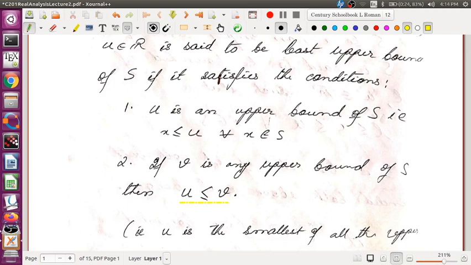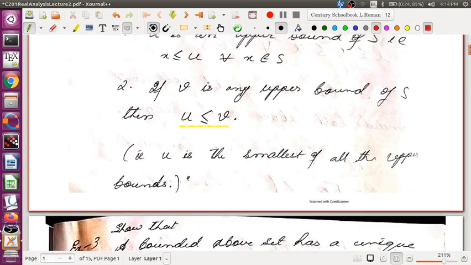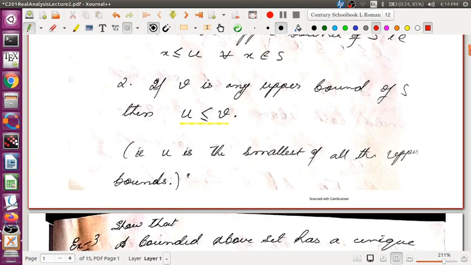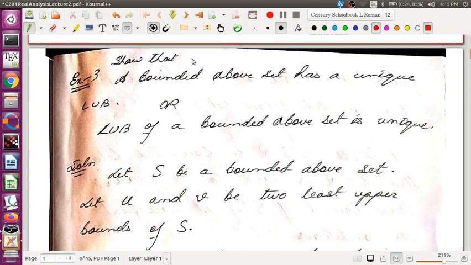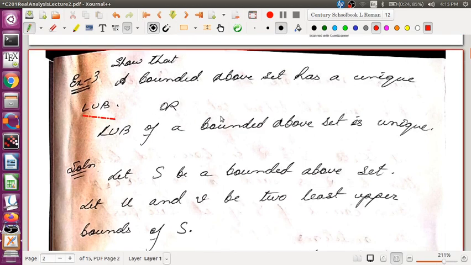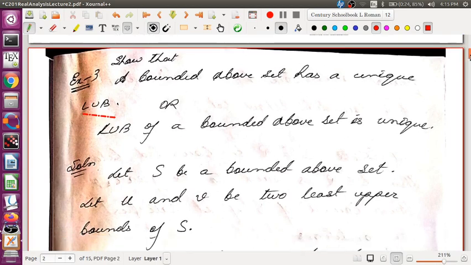So if V is any upper bound of S, then the relation between U and V should be U less than or equal to V, right? That is, U is the smallest of all the upper bounds. Okay, so we will show that the least upper bound of a bounded above set is unique. There is one and only one least upper bound. So we can always say the least upper bound instead of saying a least upper bound, because there is only one least upper bound.